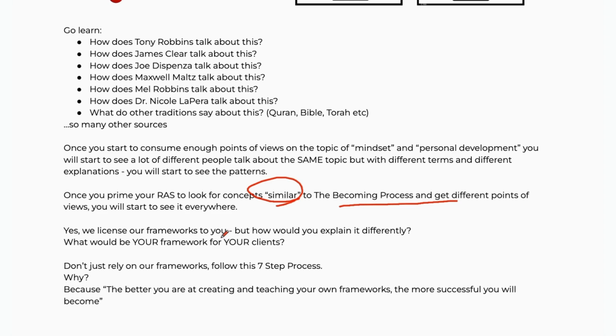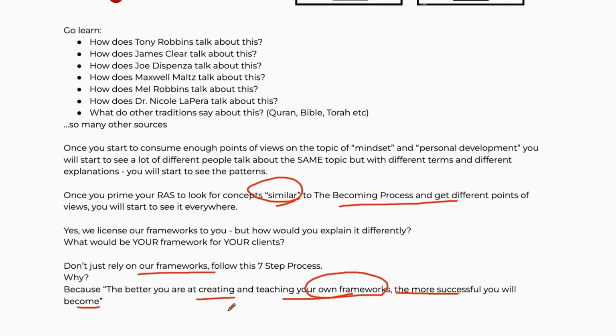But at the same time, if you want to utilize some of these things in your marketing, you want to start to think and identify how you would talk about them differently, right? You don't only want to rely for the rest of your career on our frameworks. You want to follow this 7-step process to be able to create your own frameworks as well, okay? And the reason why this is so important is because the better you become at creating and teaching your own frameworks, the more successful you will become.